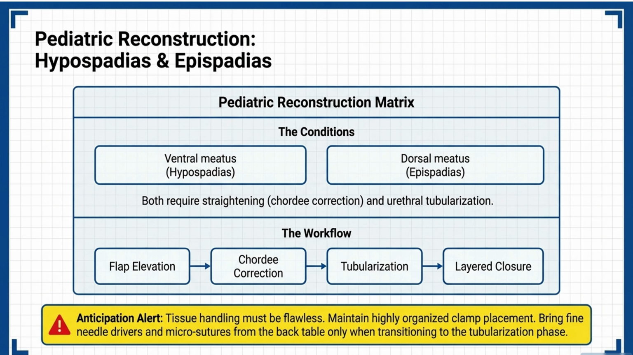This slide focuses on hypospadias and epispadias repair. Both require straightening of the penis and reconstruction of the urethra. The process includes flap creation, correction, and layered closure. Precision and organization are essential for success.